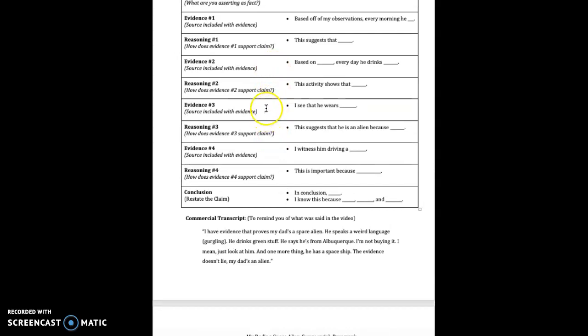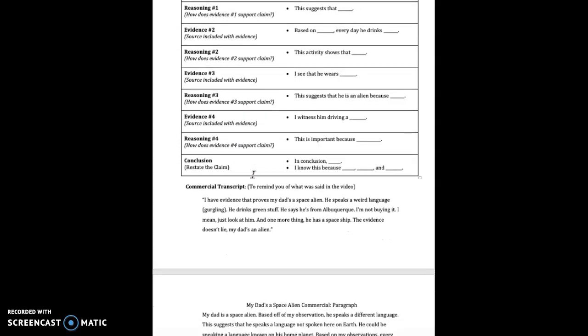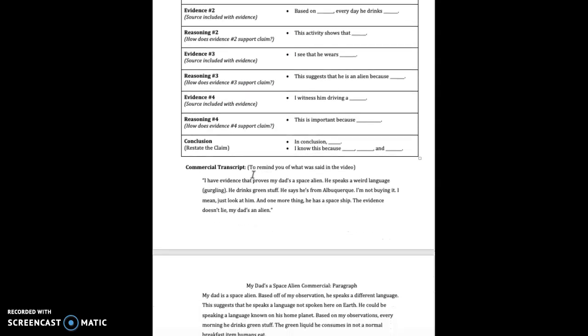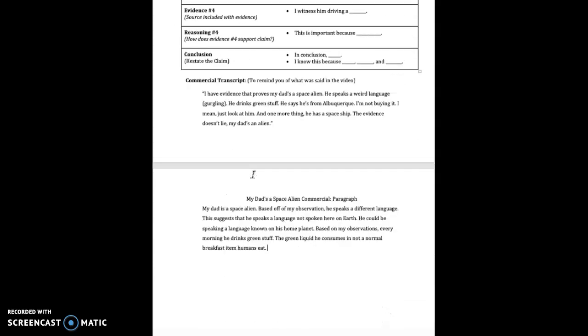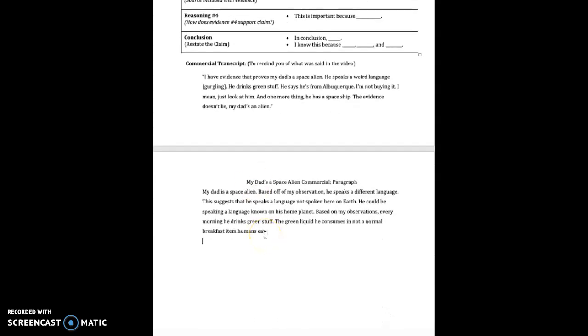So right now, I want you to do evidence 3, reasoning 3, evidence 4, reasoning 4 by yourself. So go ahead and pause this now and do evidence 3 and 4, and then we'll come back and write the conclusion together.